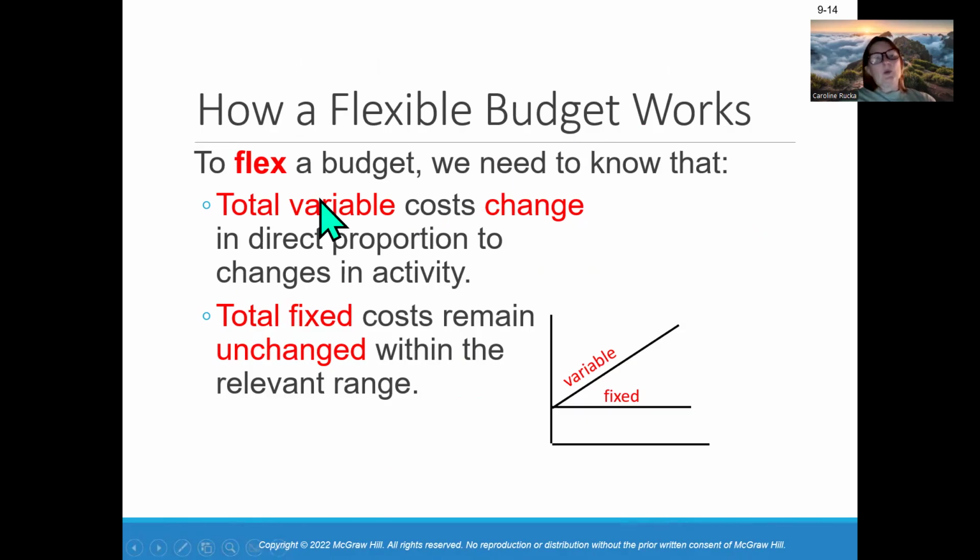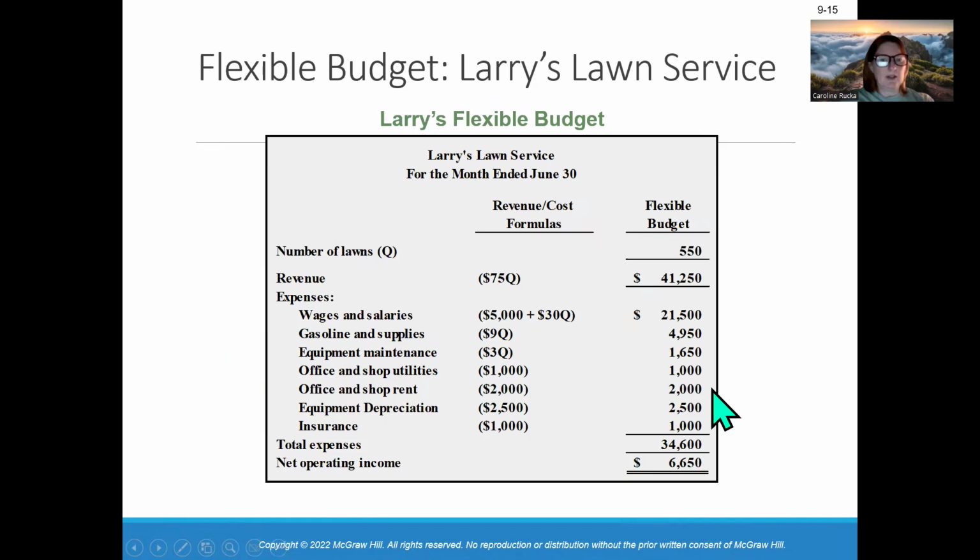So remember back in the beginning when we first started talking about total costs and fixed costs. We know that variable costs are going to change in direct proportion to the activity, whereas fixed costs are going to stay unchanged within the relevant range. We learned that in the first week, second week, I think. So here's our flexible budget.